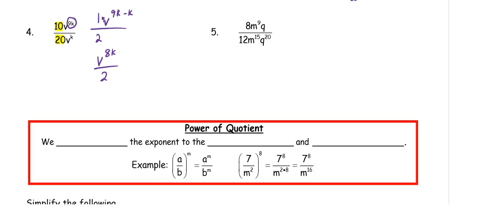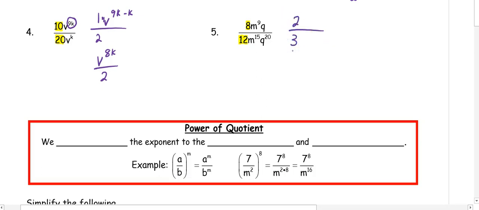Number 5, we have two numbers, 8 and 12, without exponents. So we can reduce those by dividing both of those numbers by 4. So we get 2 over 3.